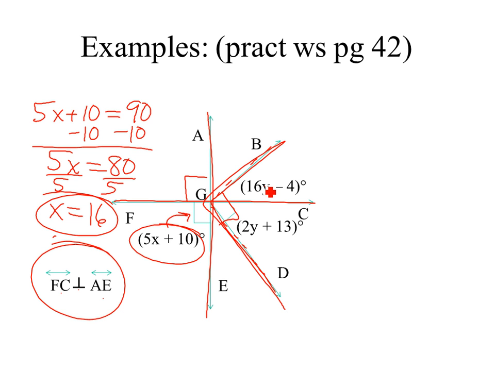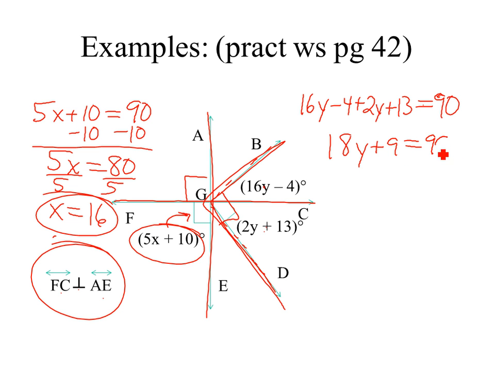Well, then that means these two angles have to be complementary to each other because they have to add up to be 90. So we can set up 16y minus 4 plus 2y plus 13 equals 90. And we solve that, collecting like terms, that's 18y plus 9 equals 90. Subtract 9 on both sides. 18y equals 81.